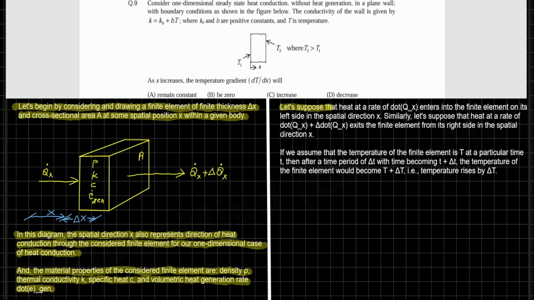Let's suppose that heat at a rate of dot qx enters into the finite element on its left side in the spatial direction x. So we assume that heat at a rate of dot qx enters into the finite element in the spatial direction x from its left side.